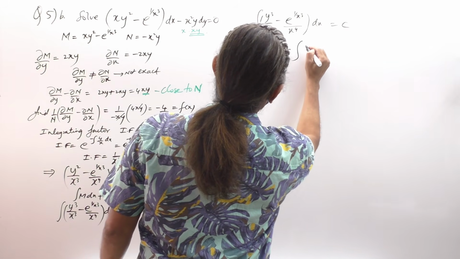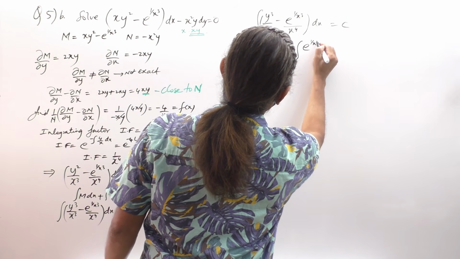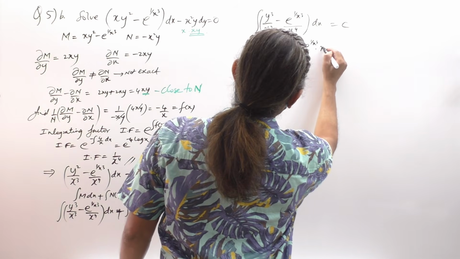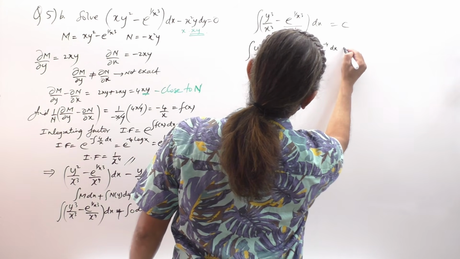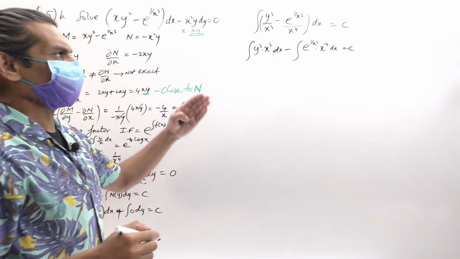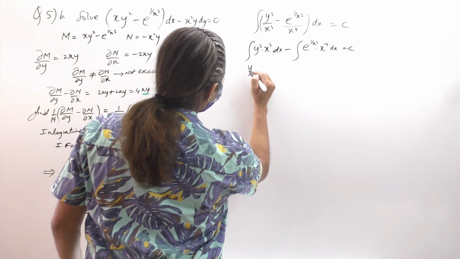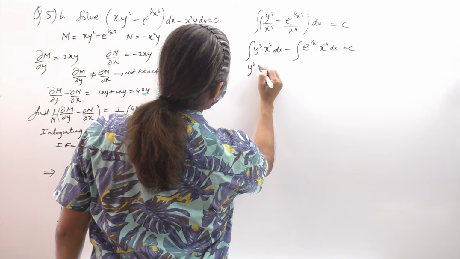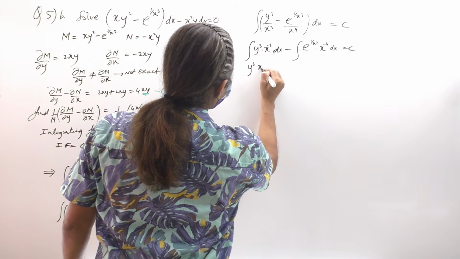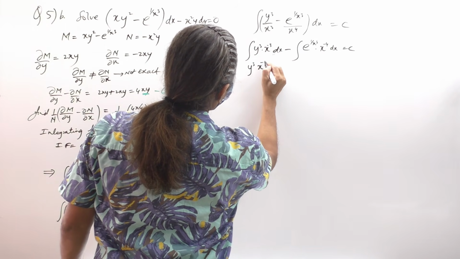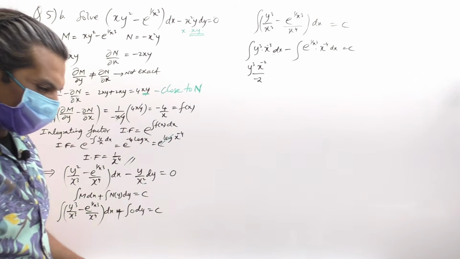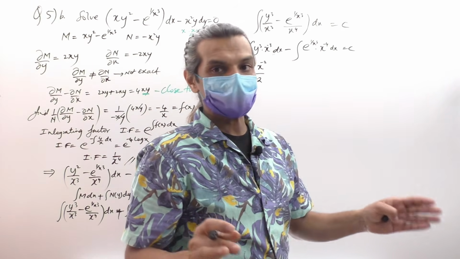Minus integration of e raised to 1 by x cube into, I will take this as x raised to minus 4 dx, is equal to c. Now this is easy only. So you are integrating with respect to x, so y cube as it is, and integration of x raised to minus 3. It goes down, so x raised to minus 3 plus 1 is minus 2 upon minus 2. Done. Because integration of x raised to n is x raised to n plus 1 by n plus 1.